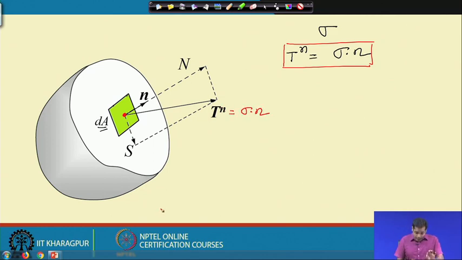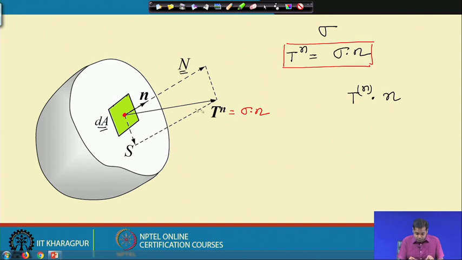Now, this traction is essentially a vector. If I take a dot product between this vector Tn and n, an inner product between two vectors is the projection of one onto the other. So the inner product between Tn and n gives you the projection of Tn on n.